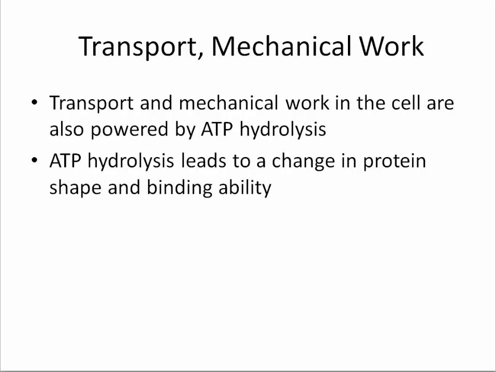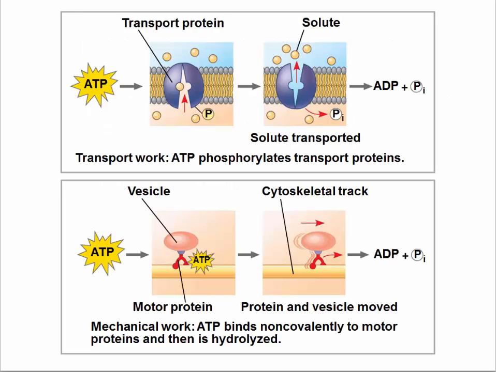Transport and mechanical work in the cell are also powered by ATP hydrolysis. ATP hydrolysis leads to a change in protein shape and its binding ability. So here we are with some pictures of that. In the first picture on the top left, you see a transport protein. You add some ATP to it, and it will open up. So some work is done, it opens up, and the solute is transported. And of course, you end up with ADP and a phosphate group.